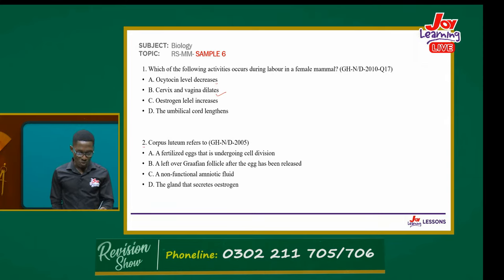Then, question 2. Corpus luteum refers to any of the following. A, a fertilized egg that is undergoing cell division. B, a leftover graafian follicle after the egg has been released. C, a non-functional amniotic fluid. D, the gland that secretes estrogen. It should be the leftover graafian follicle.